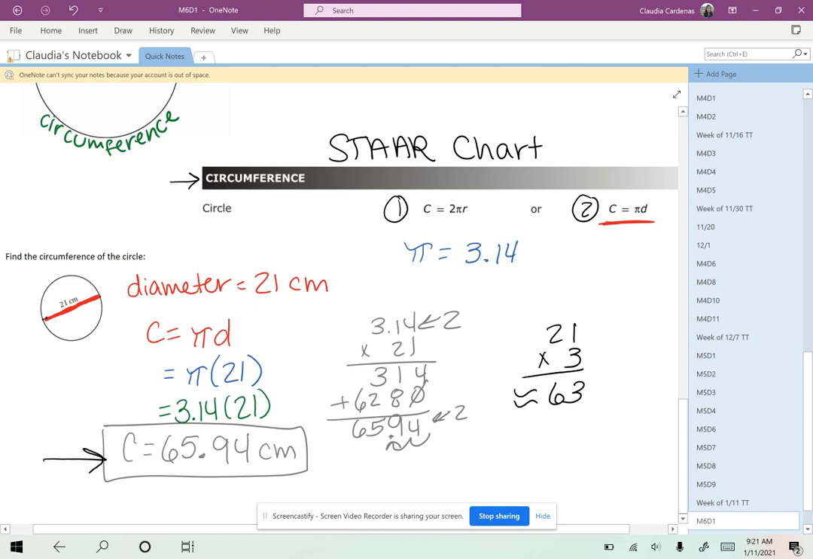So just to summarize, we're going to look for what is given in the circle. We're going to choose one of these 2 formulas, and then we're going to multiply by 3.14. Let's go ahead and try one on your own.